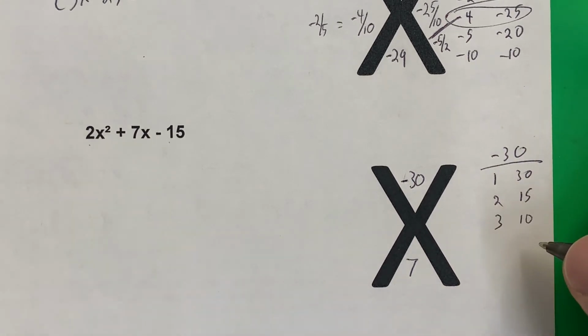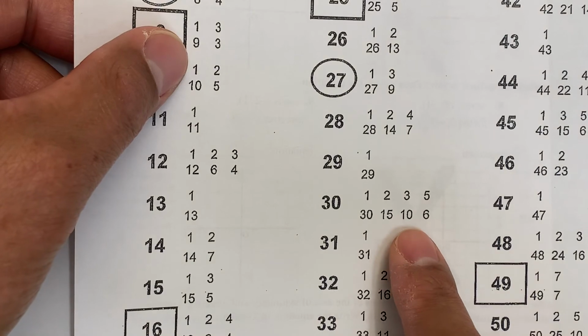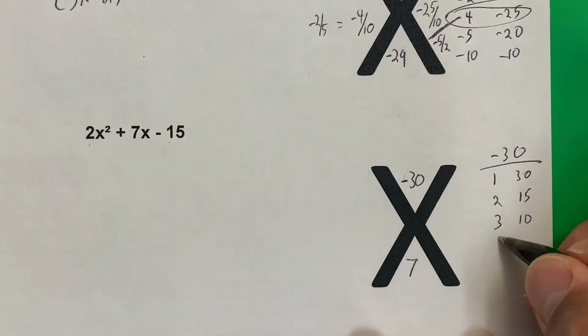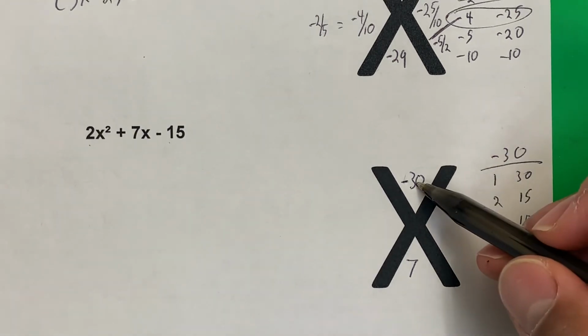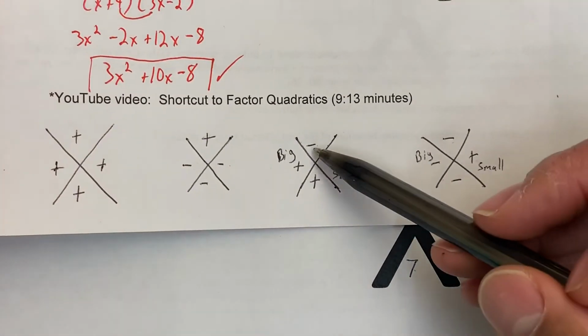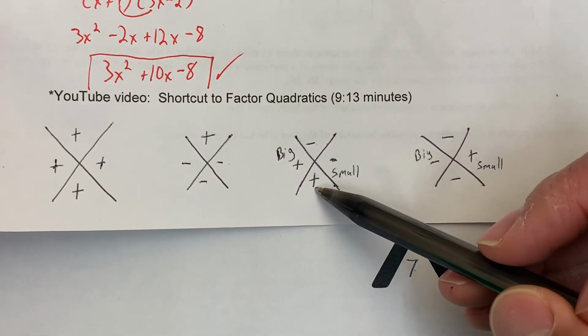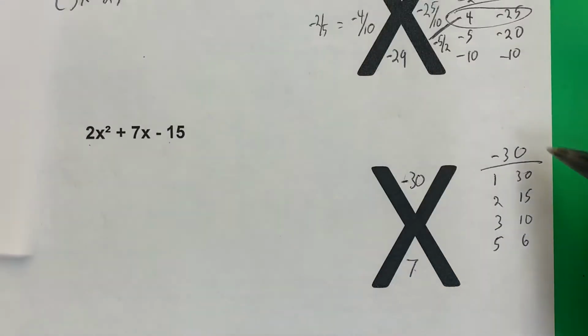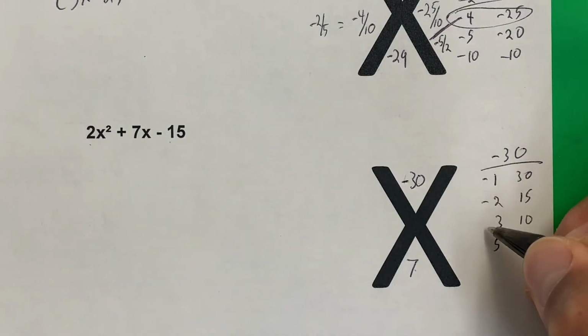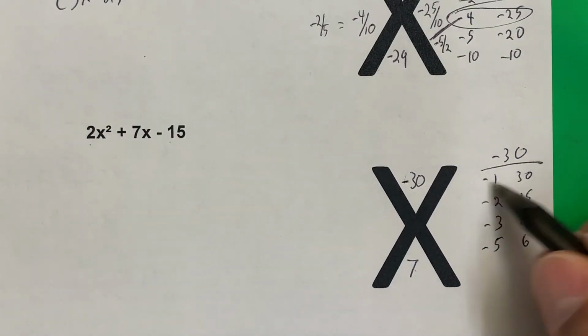I believe that's it. If I'm ever unsure, I can always check my factor sheet. Did I get it right? Oh, I forgot one, 5 and 6. Even the math teacher. All right, so we've got that. Again, top number's negative, bottom number's positive. When the top number's negative and the bottom number's positive, I want my bigger number to be positive and my smaller number to be negative.